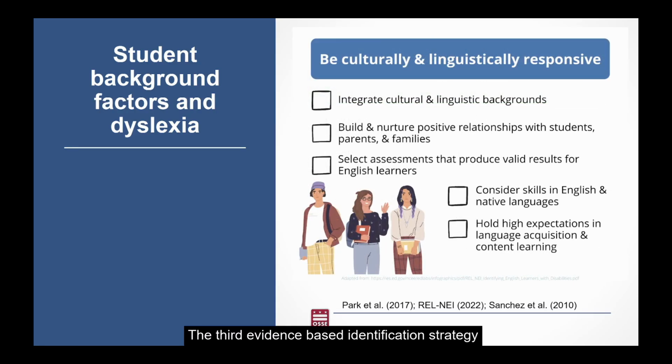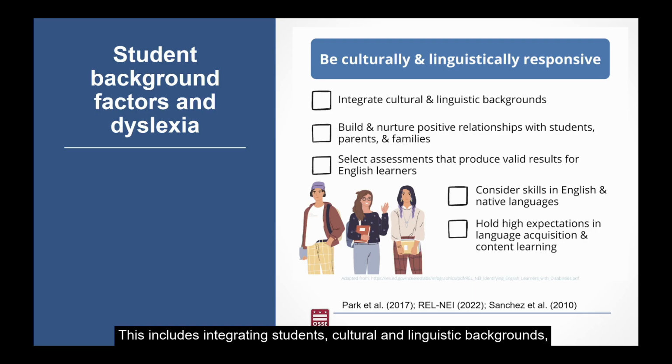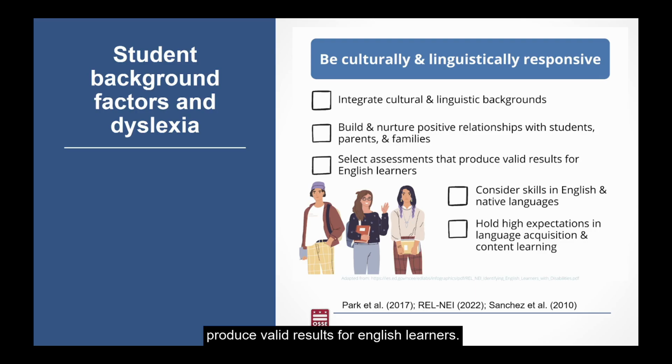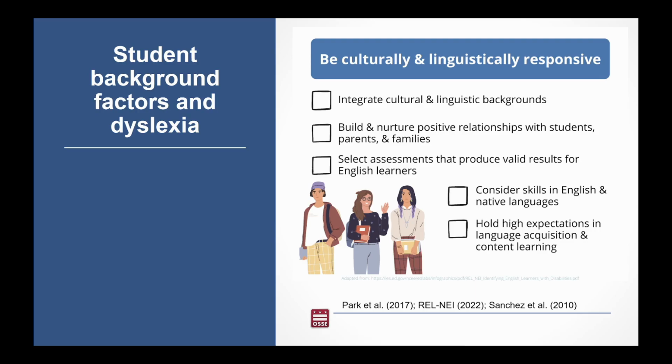The third evidence-based identification strategy for supporting students who have English language and learning variations is being culturally and linguistically responsive. This includes integrating students' cultural and linguistic backgrounds, building and nurturing positive relationships with students, parents and families, and selecting assessments that produce valid results for English learners.